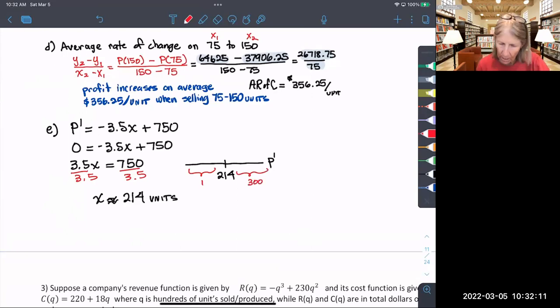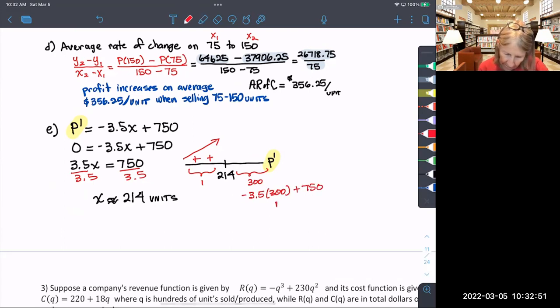Let's put them into the derivative. Remember, we're doing a derivative test and seeing what's happening. So if you plug 1 into your derivative, negative 3.5 times 1 is negative 3.5, plus 750. Oh, that's definitely a positive number. So I can definitely see, and you probably already knew from earlier, that on the left side of 214, our profit's going up. Now, if we plug 300 into our profit's derivative, negative 3.5, you multiply it by 300 and you add 750.